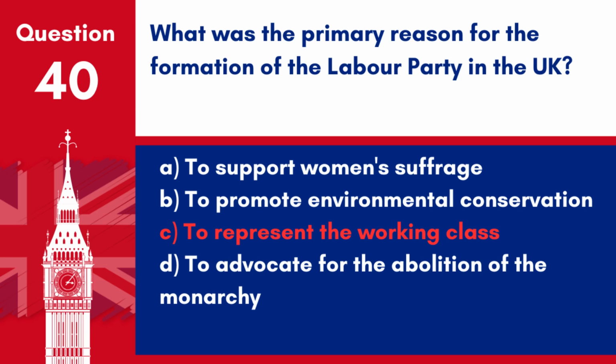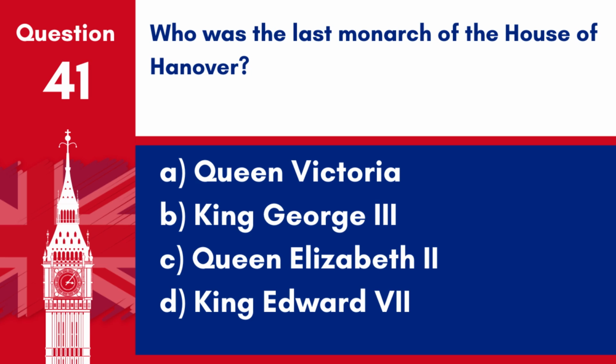Answer C. To represent the working class. The primary reason for the formation of the Labour Party in the UK was to represent the interests and rights of the working class.